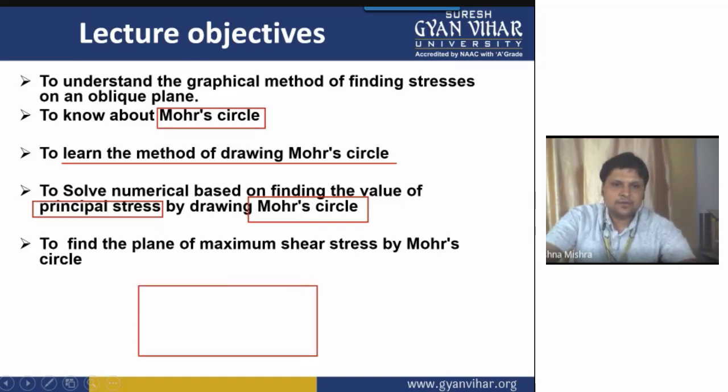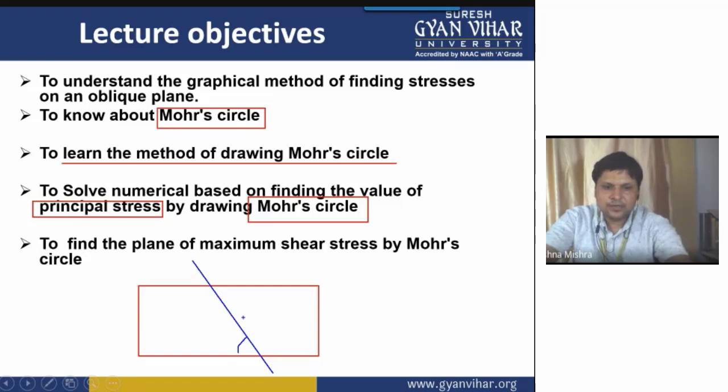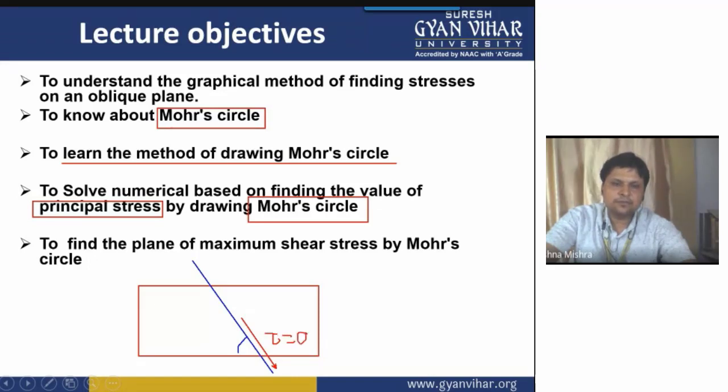For example, if this is the body and this is the principal plane, which I am highlighting in blue color, this blue plane will not have any shear stress. The component tau will be equal to 0 if this plane is a principal plane, and there will be only normal stress along this plane. The value of this normal stress can be one maximum and one minimum.